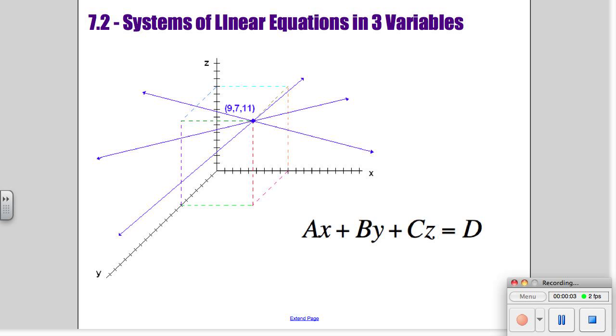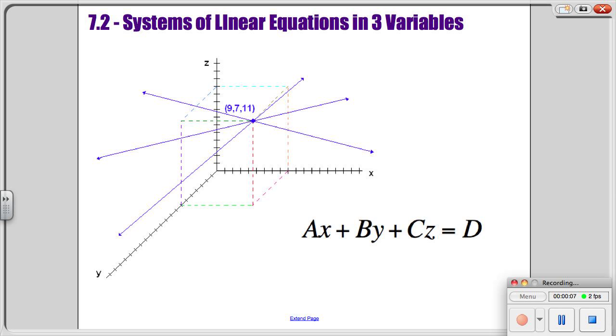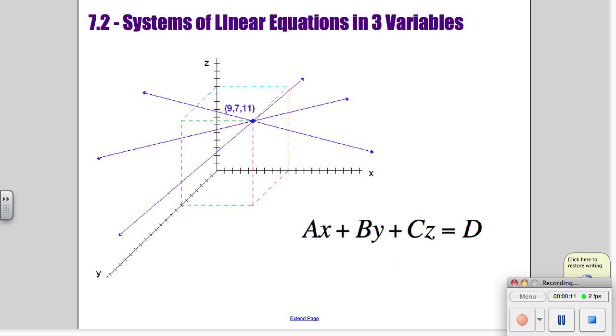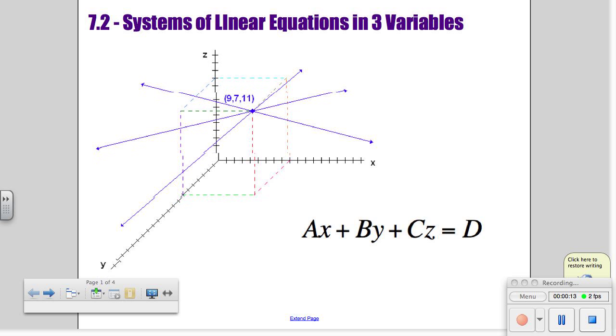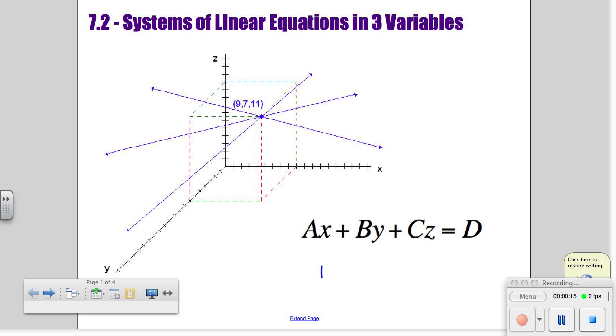This is the video for section 7.2, and this is going to be part 1. We are solving systems of equations with 3 variables. You can notice our equations are now going to have 3 variables. In this case, we have an x, a y, and a z. If I graph that, you can see we get a 3-dimensional graph.